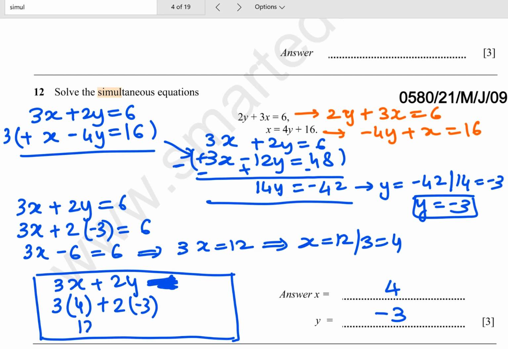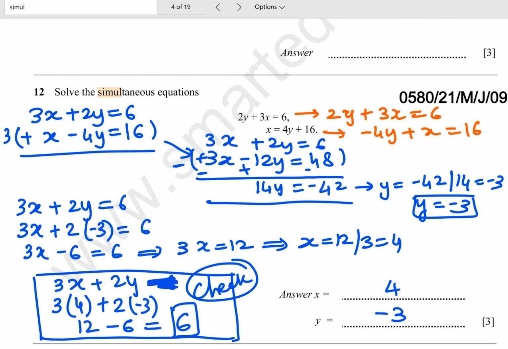Okay, so now imagine this right hand side is not there. So 3 into 4 is 12. 3 into minus 2 into minus 3 is minus 6. That gives you 6. That means my left hand side is equal to my right hand side, which is 6. That means my x and y values are correct. But this is only for checking. Nobody is going to give you marks for this. It's only for you to understand before submitting the paper whether your answers are right or wrong.